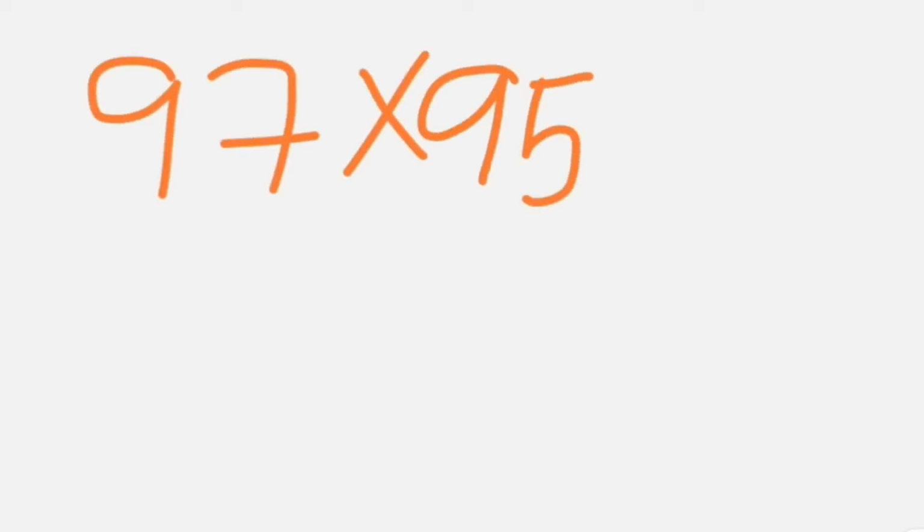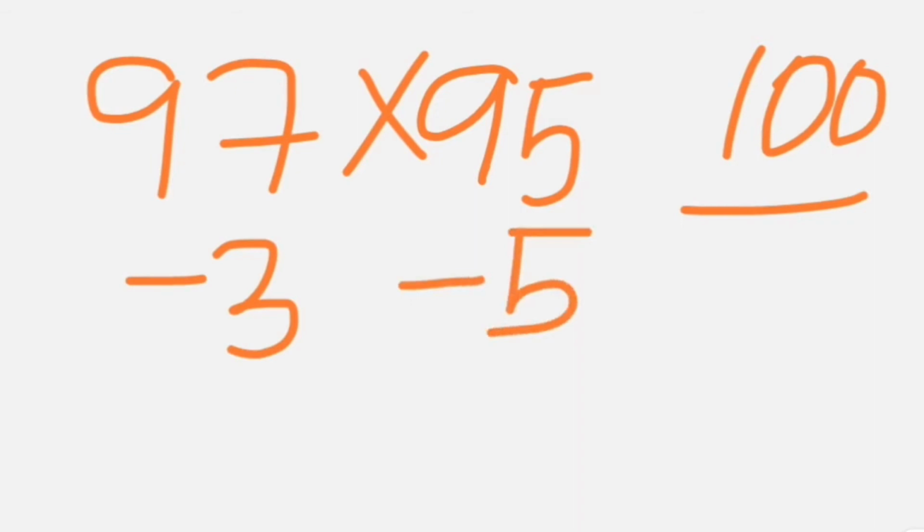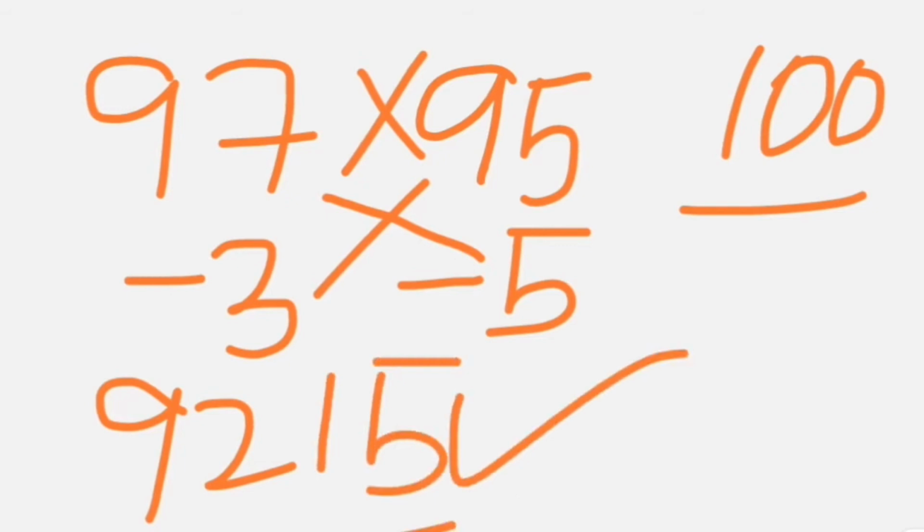Let's do it fast now. Take one more example: 97 into 95. We are calculating with respect to 100, so treat 100 as base. 97 is how much less than 100? 3 less. 95, 5 less. Either we have to subtract 97 minus 5 or 95 minus 3. 95 minus 3 would be 92. This is one part of our answer. Minus 3 into minus 5 would be 15. Directly we are writing 15. If we got only a single digit, we are supposed to write in 2-digit form by adding 0. So 97 into 95 would be 9215.